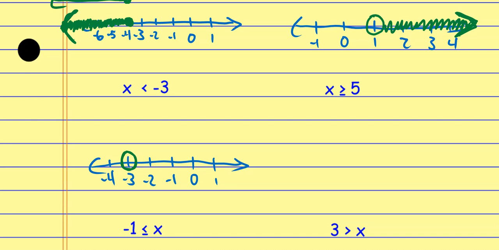But now it says x is less than -3. So less than means smaller than, so all the values below, like -4, -5, so I shade this way, okay? And I put my arrow on the end, all right?